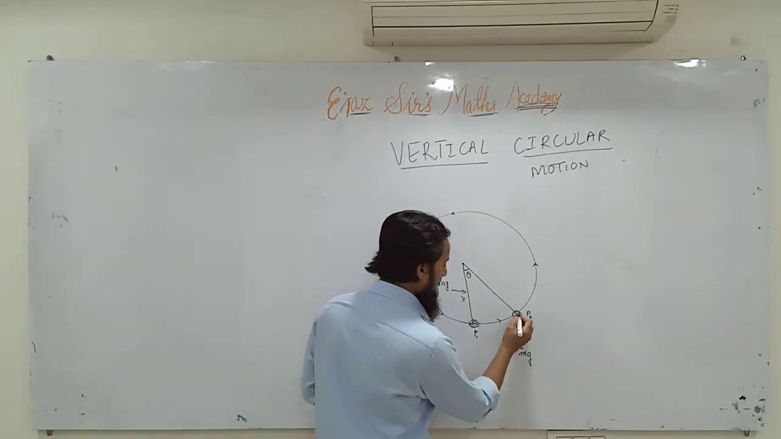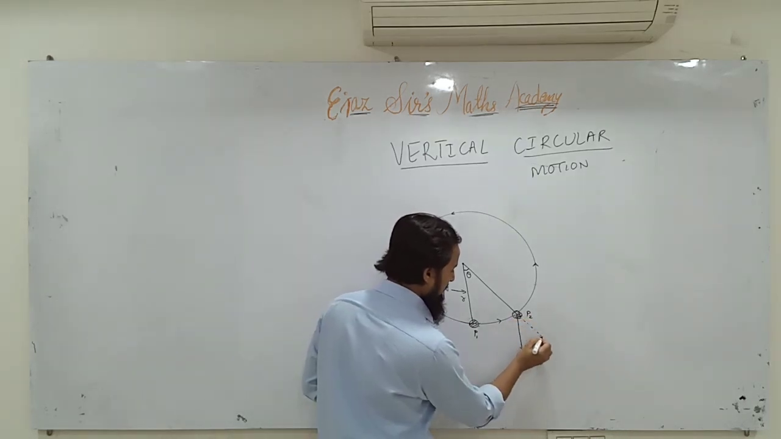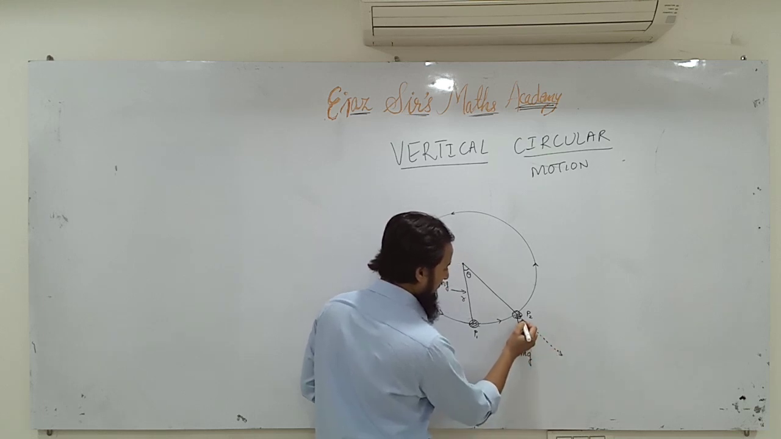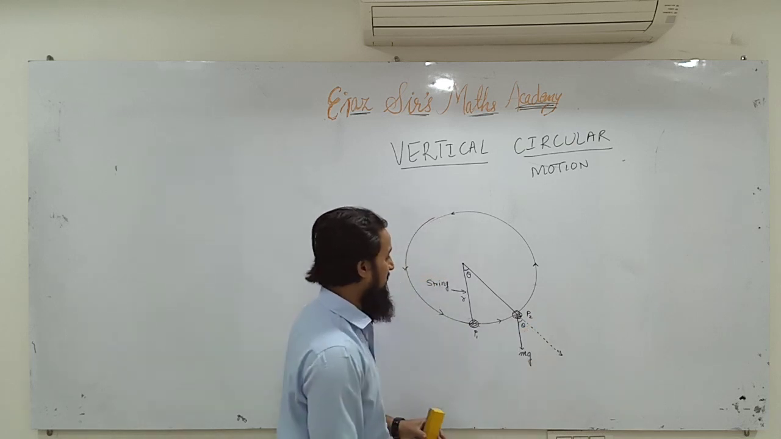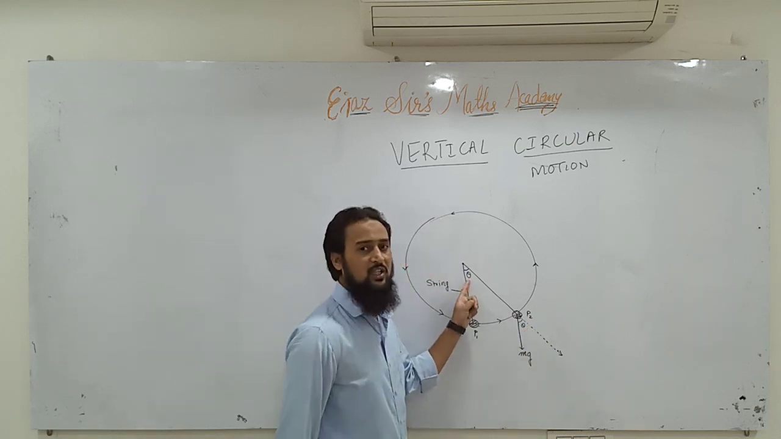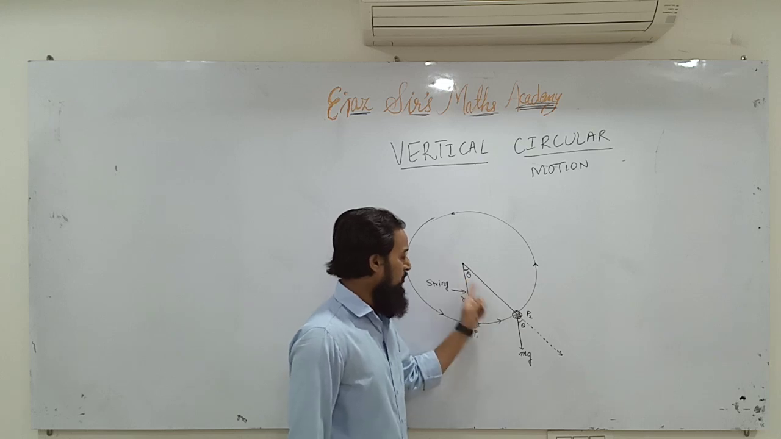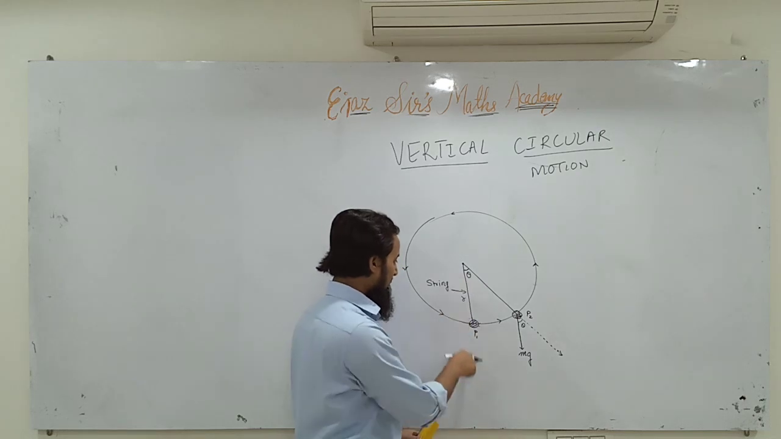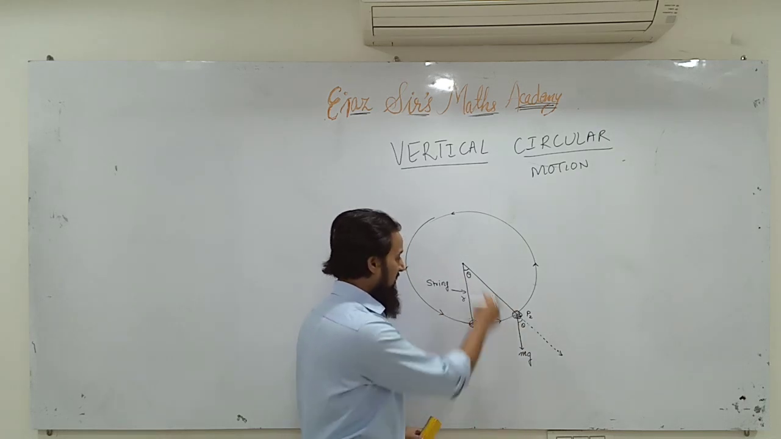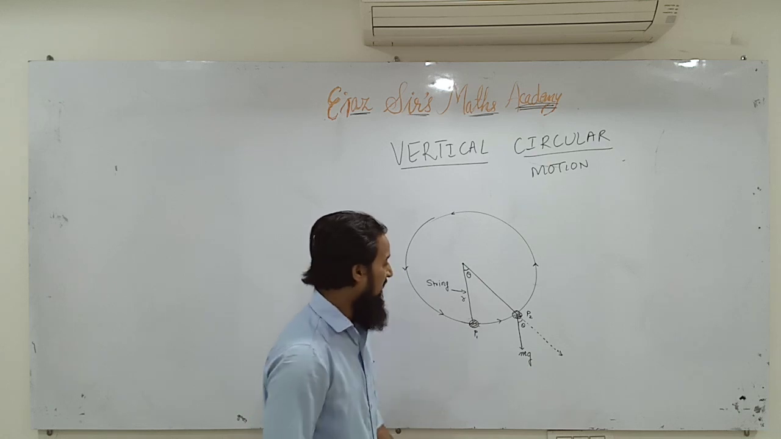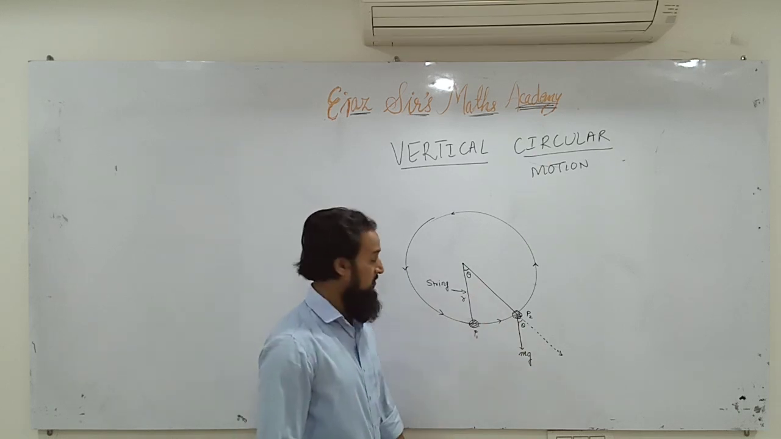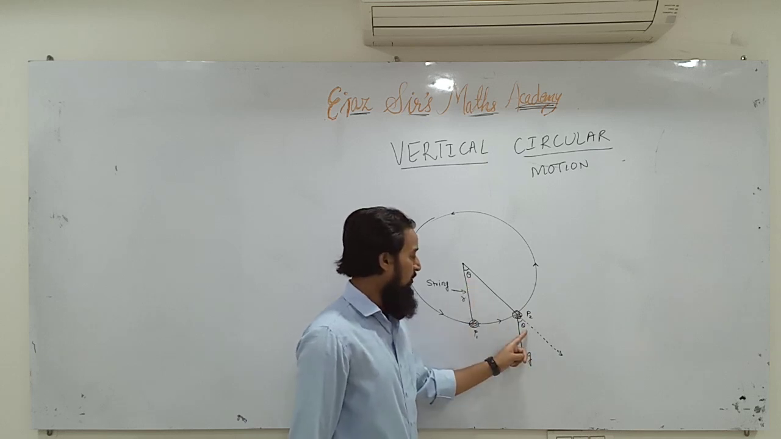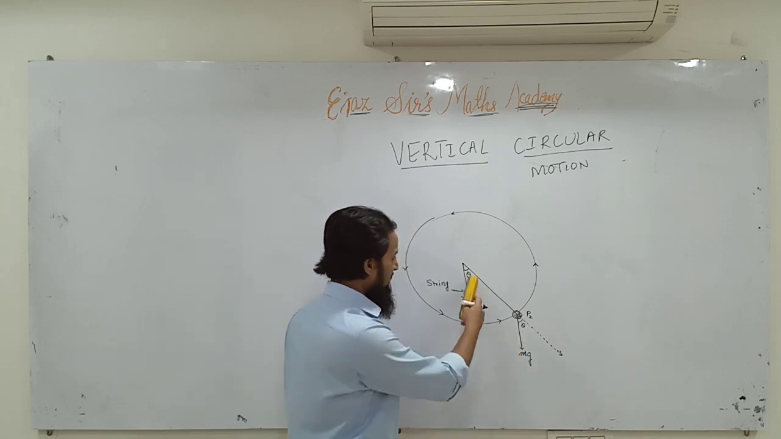And another thing, if I extend this line, we see that an angle theta is made here, which is equal to the original angular displacement of the stone. These two angles are equal in measure because they are corresponding angles. This line and this line are parallel, this line behaves as a transversal, and these two are corresponding angles. So this theta is equal to the previous theta.